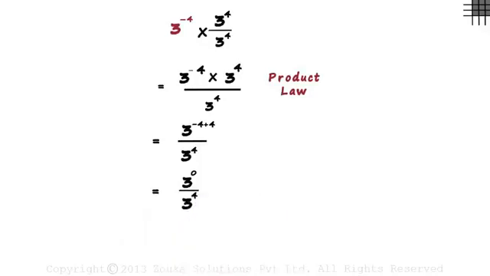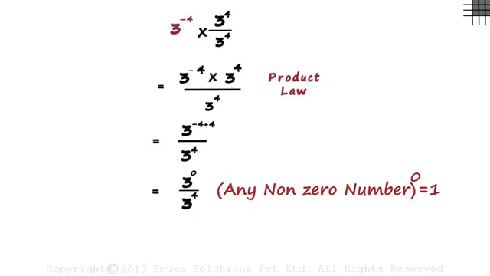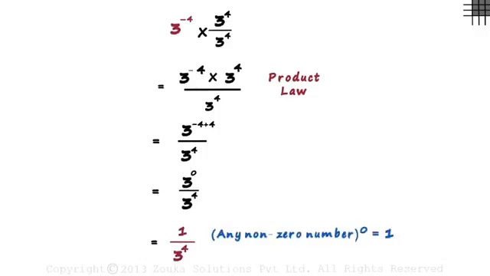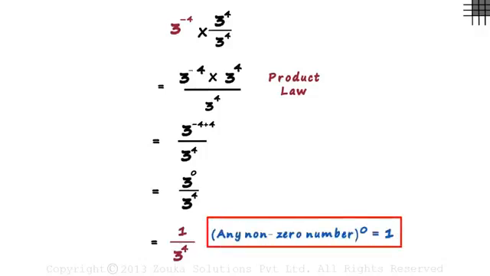And since we know that any non-zero number raised to 0 equals 1, we can write it down as 1 divided by 3 raised to 4. Let me repeat. This is a very important property. Any non-zero number raised to 0 equals 1.